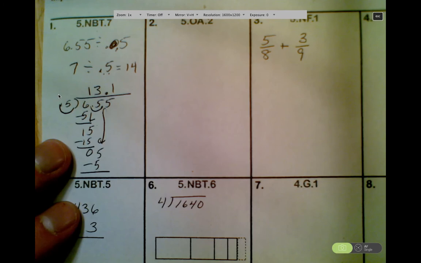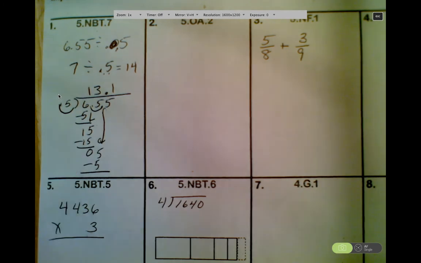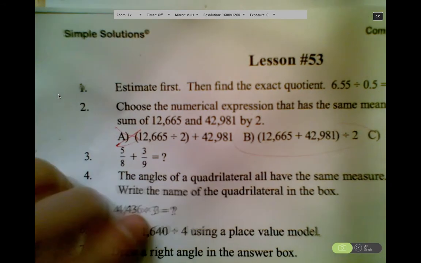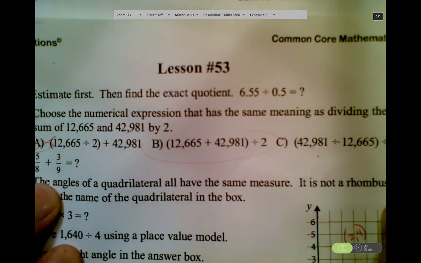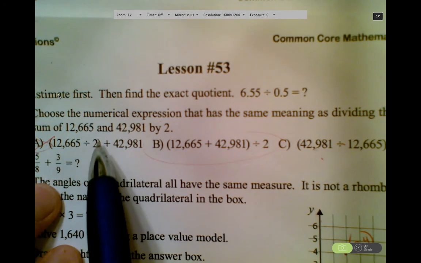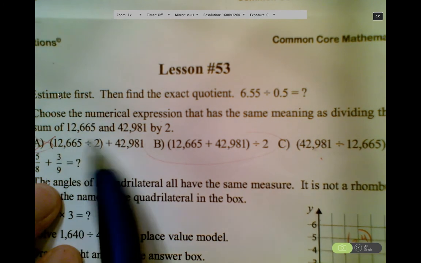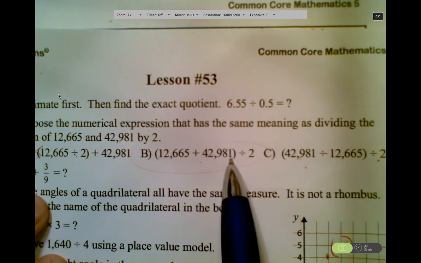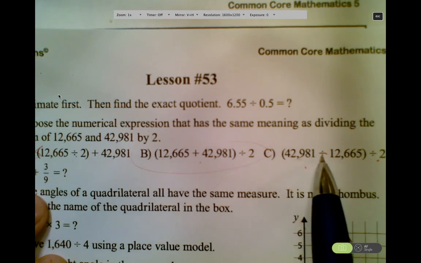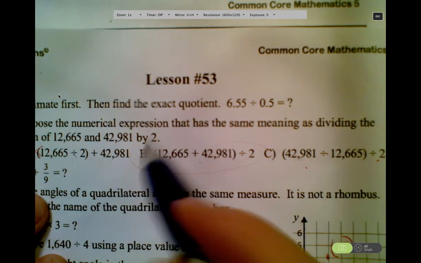Number 2, choose a numerical expression that has the same meaning as dividing the sum of 12,665 and 42,981 by 2. I'm going to check these out real quick and see which one of these has something divided by 2. A, it does, but I don't have my sum yet. B has the sum divided by 2, and C has a quotient divided by 2, so our answer is B.